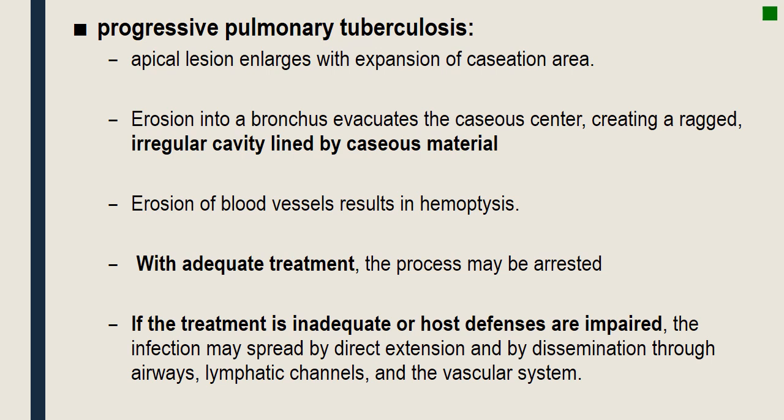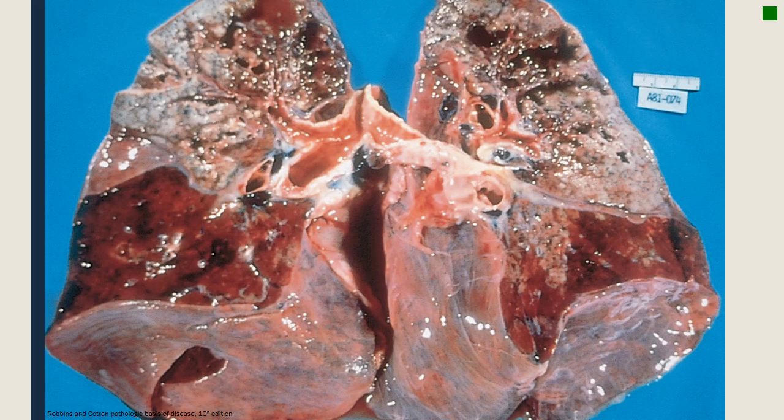If the treatment is inadequate or host defenses are impaired, the infection may spread by direct extension and by dissemination through airways, lymphatic channels, and vascular system. This figure shows involvement of upper parts of both lungs by gray-white areas of caseation and multiple areas of softening and cavitation in a patient with secondary pulmonary tuberculosis.